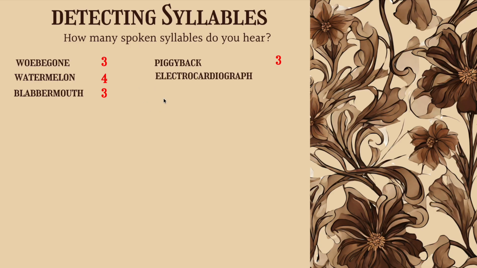Here's a longer one. Electrocardiograph. Let's count our vowel sounds. E, O, R, E, O, A. How many did you count? You should have counted 7 vowel sounds, so therefore there are 7 syllables. Oversimplify. O, I. There should be 5. Oversimplify. So you have O, I.